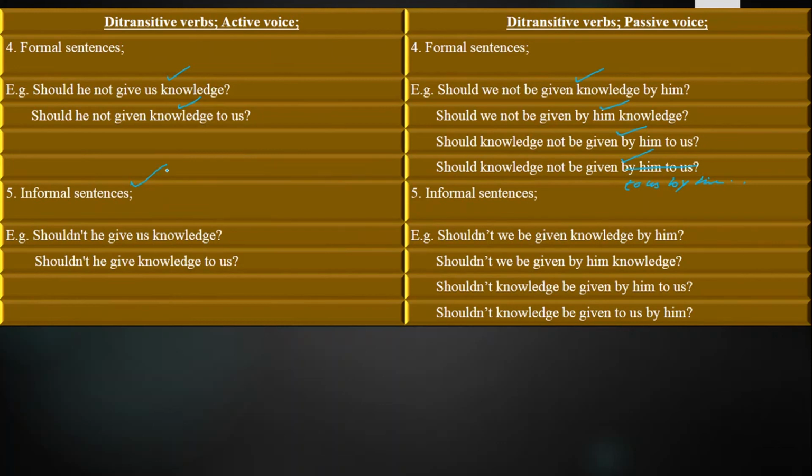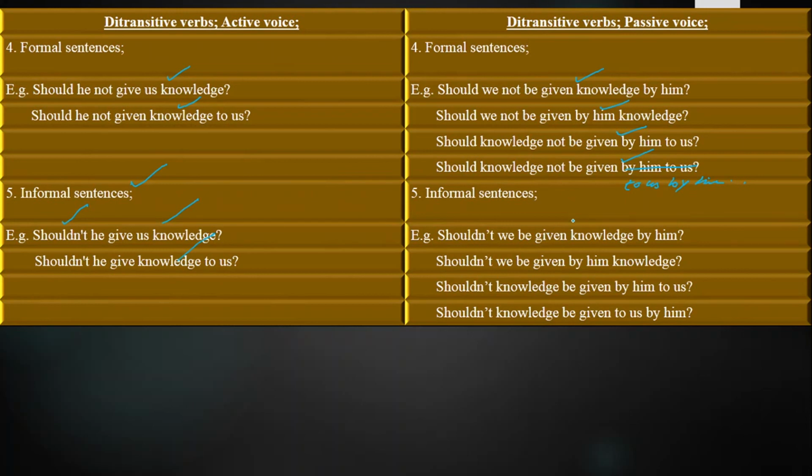Next we have the last, informal sentences. Those sentences in which we ask a question, deny the statement, and ask in an informal way are called informal sentences. Should not has the short form shouldn't. Shouldn't he give us knowledge? Shouldn't he give knowledge to us?